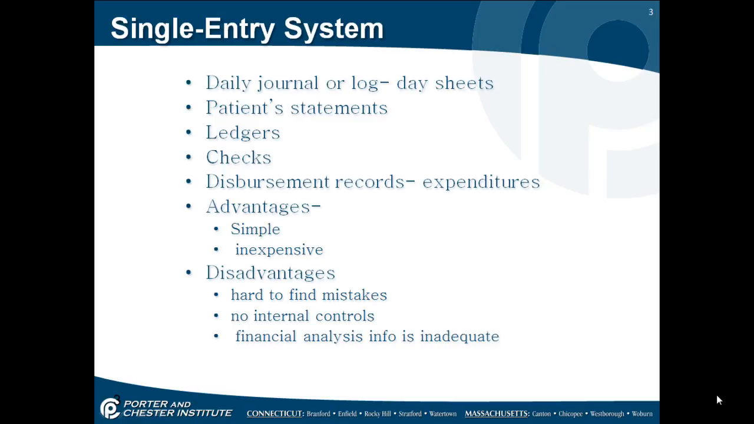There's a couple of different systems. We have the single entry system. This would be a daily journal or a log or a day sheet. It has patient statements, ledgers, it has checks, disbursement records, which are expenditures. The advantages: it's simple, it's inexpensive. Disadvantages is it's hard to find mistakes, there's no internal controls for it, and financial analysis of information is inadequate.